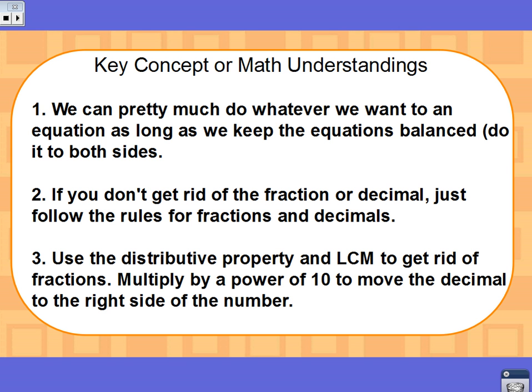Okay, you can pretty much do whatever we want to an equation as long as we keep it balanced. What that means is we do the same thing to both sides of the equal sign. If you don't get rid of the fraction or decimal, you have to follow the rules for fractions and decimals. And we use the distributive property with the LCM, or the least common multiple, to get rid of fractions. For the decimals, we call it multiplying by a power of 10. For example, 10, not 20, 10, 100, 1,000, like when you're multiplying tens together. And that moves the decimal.